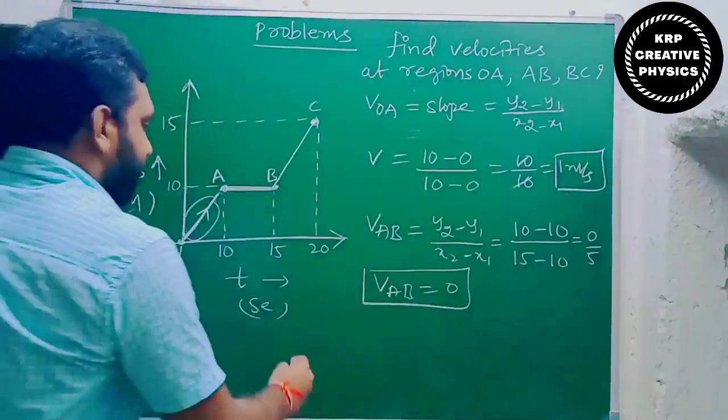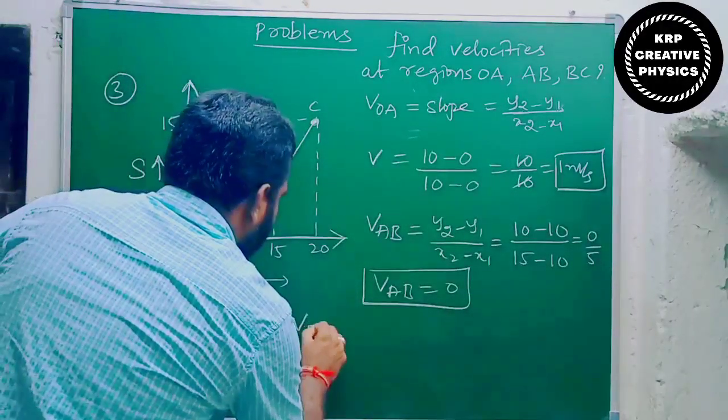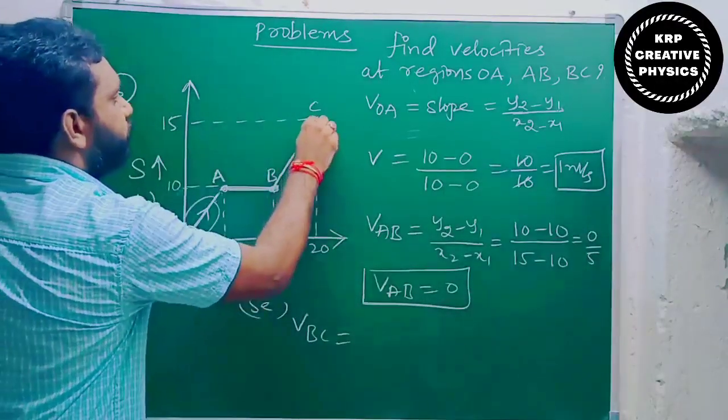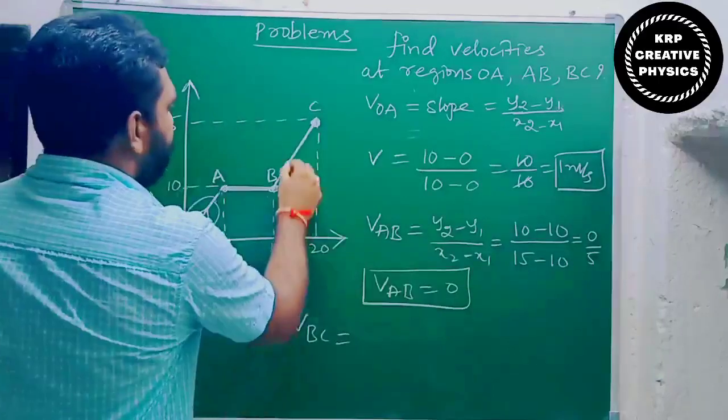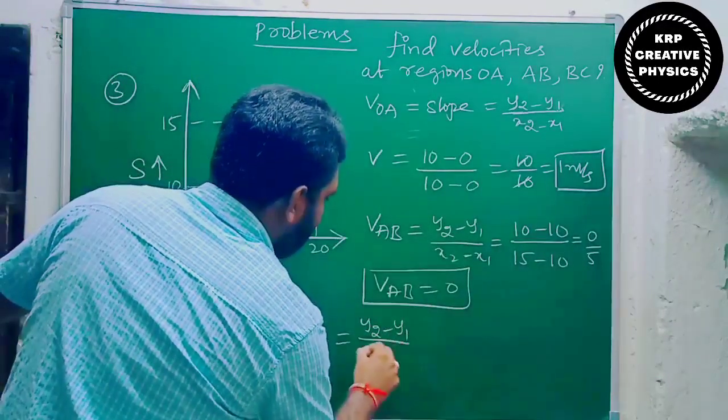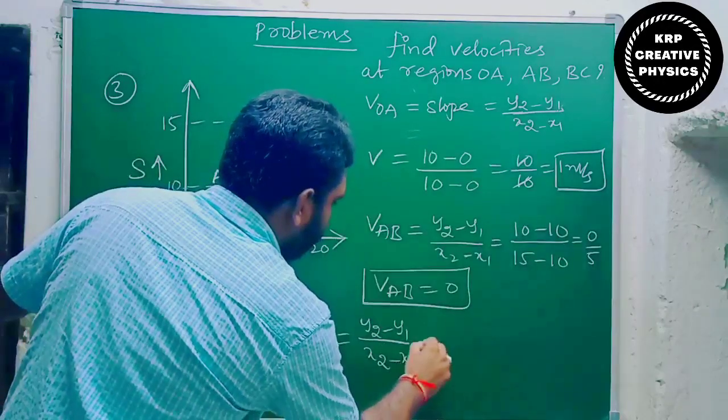And next, what do we need to find here? Velocity at BC. This is the last one. So now we need to observe only from B to C. Only B to C you should observe. Again, y2 minus y1 by x2 minus x1. We need to find the slope.